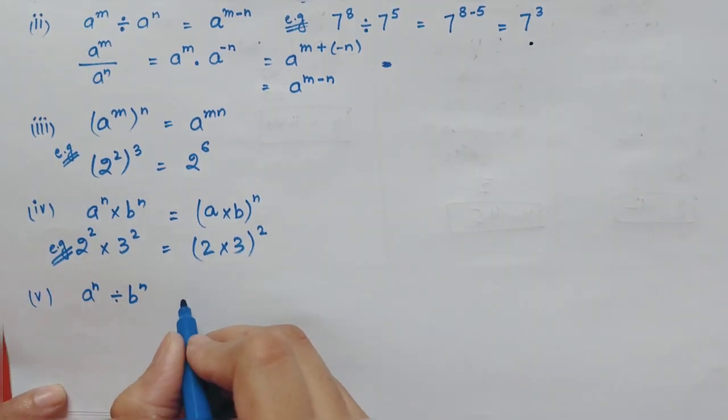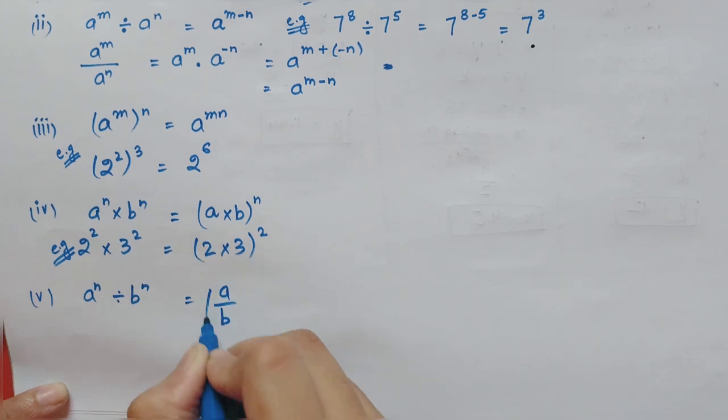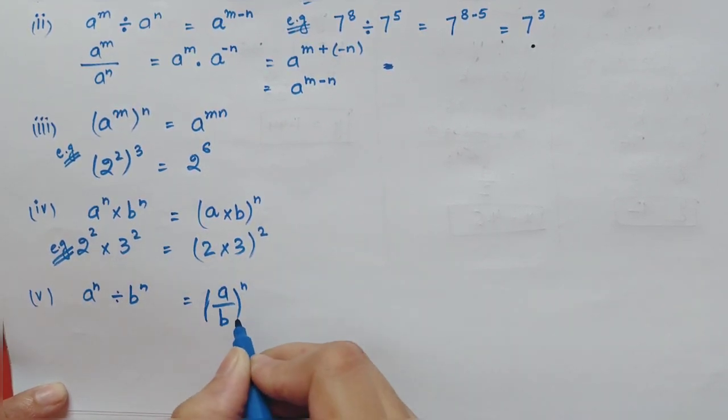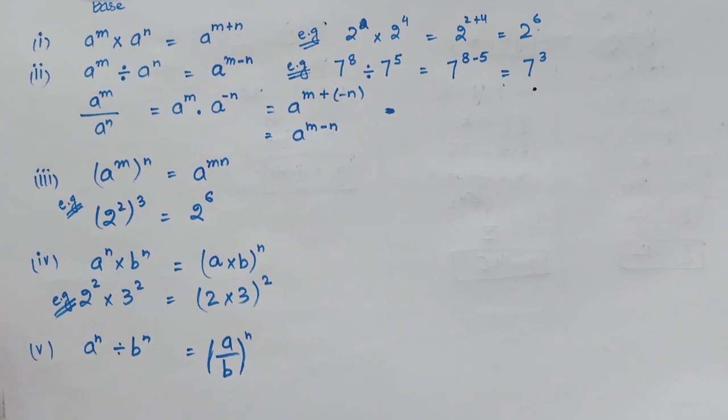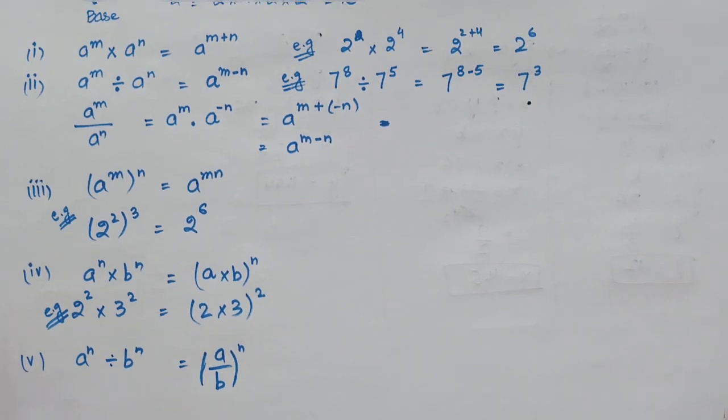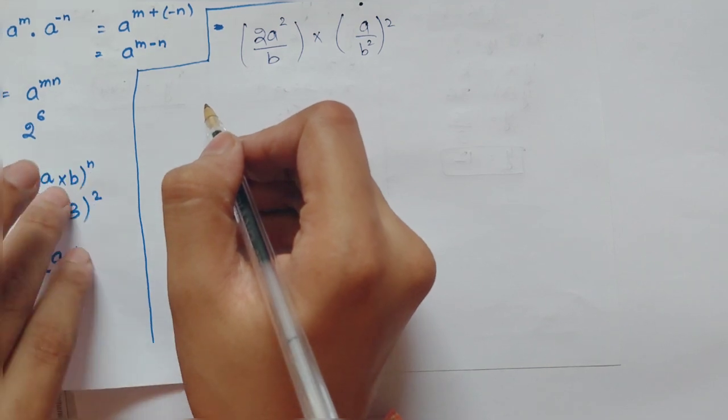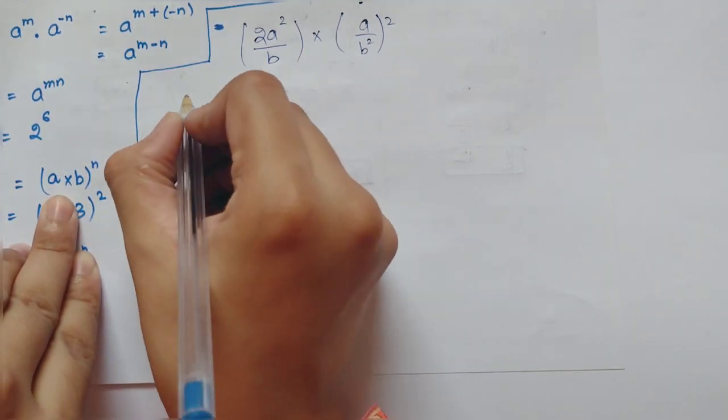This is your fifth rule, a divided by b whole power n. Because a and b both have the same power, you can write it like this as one whole power. These are all your rules for indices that you have to apply on the questions. Next, we are doing some questions in which all these laws are applicable.